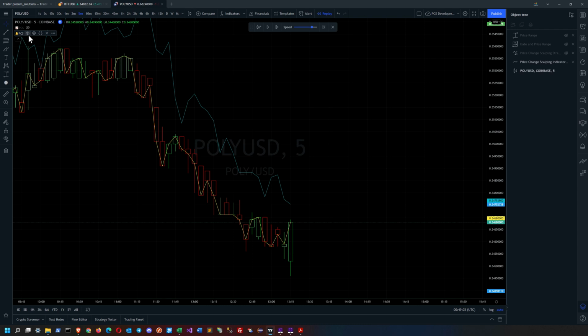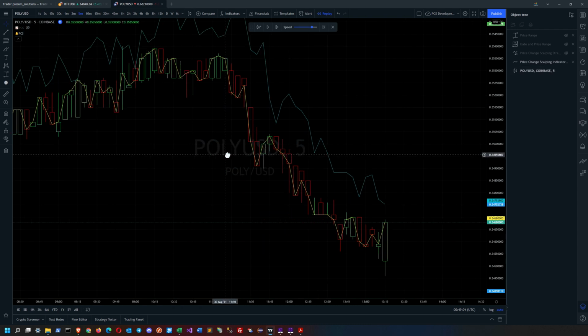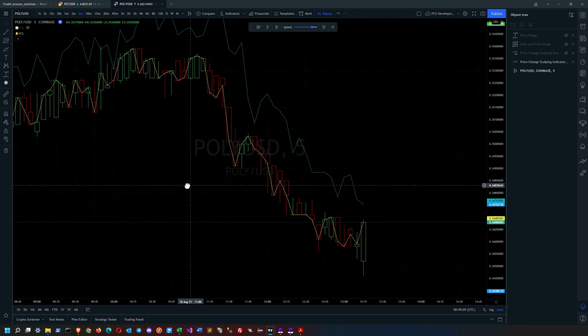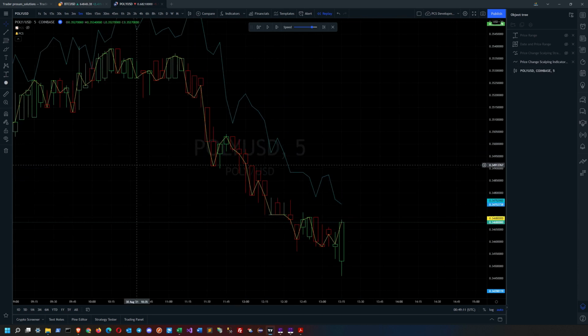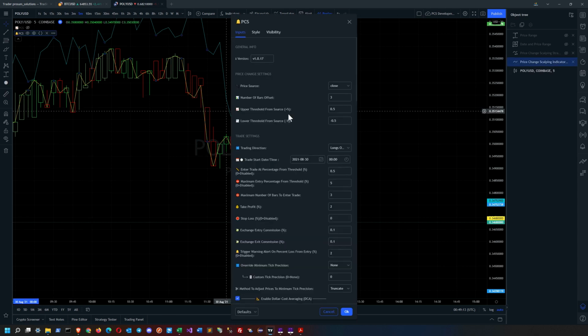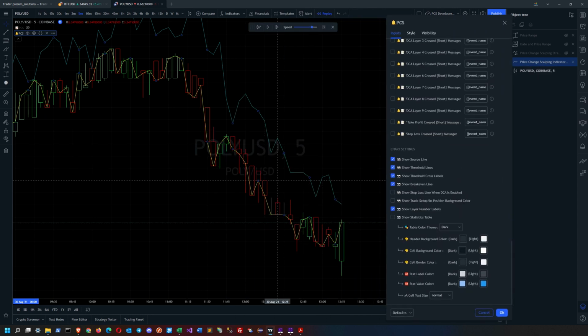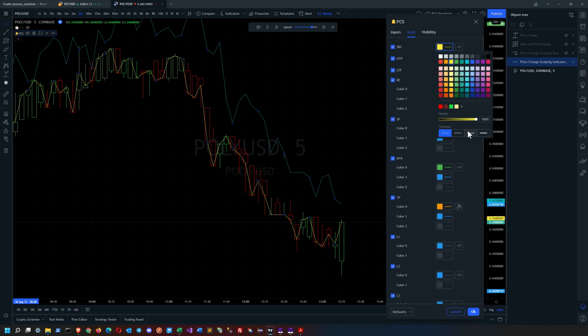Okay, so what I did here is I loaded the indicator on this chart. It's POLY USD on the 5-minute, and I've got some lines turned on here. Let me show you what I've got turned on. I have the source line, which is in yellow here. Essentially, the source would be considered the close value on bars that complete. And the orange line is drawing here using the close line. So I'm going to increase the thickness there so you can see it.